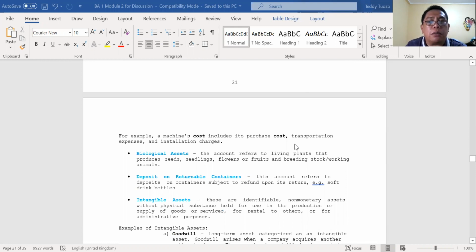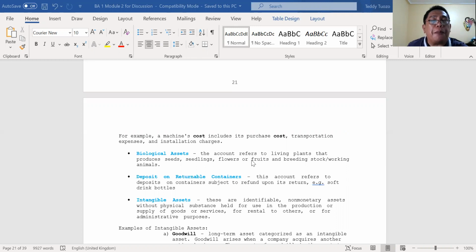For example, the cost of the machines includes the purchase price, transportation expenses, and installation costs. Although we have already discussed this, what are the costs that are included in the asset acquisition? Remember, the price of the item, plus the transportation expenses or the delivery costs, and whatever requires installation, then the installation charges should also be part of the cost of the asset.